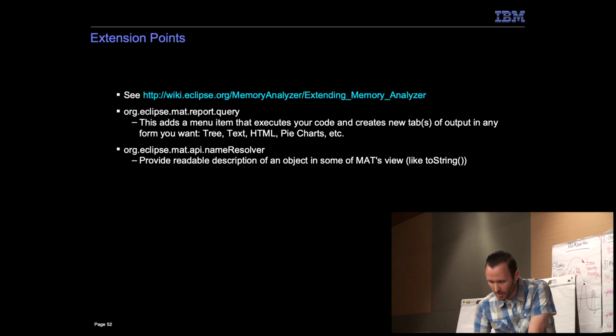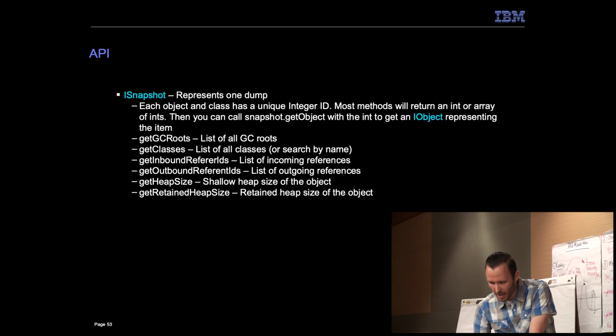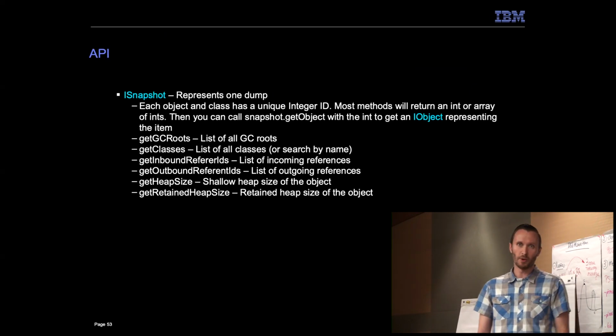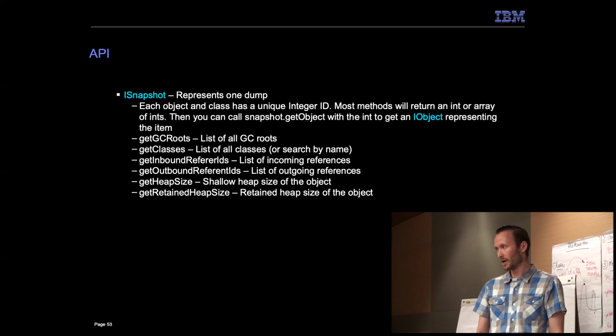Before I give the demo, I'll quickly describe how to create your own query. Basically you have a snapshot which represents the heap dump, and then you can get all the classes, find a class by a particular name, get the size of an object or a class.